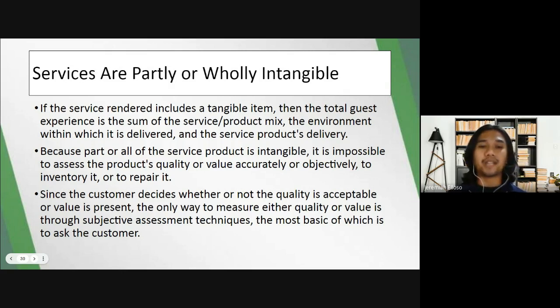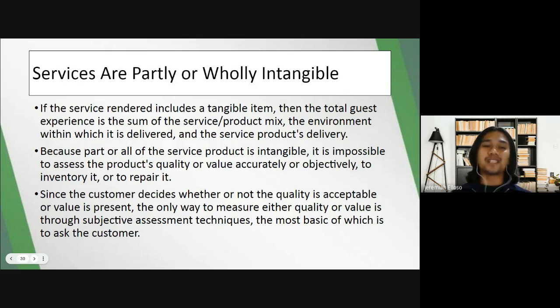And because part or all of the service product is intangible, it is impossible to assess the product's quality or value accurately or objectively. It's also difficult to have inventory of the service product or to repair it. That's why we have mentioned a while ago that service is critical. It's difficult to repair. Once it's delivered, once it's executed, then that's it. It has already created an impression. It could be positive or it could also be negative.